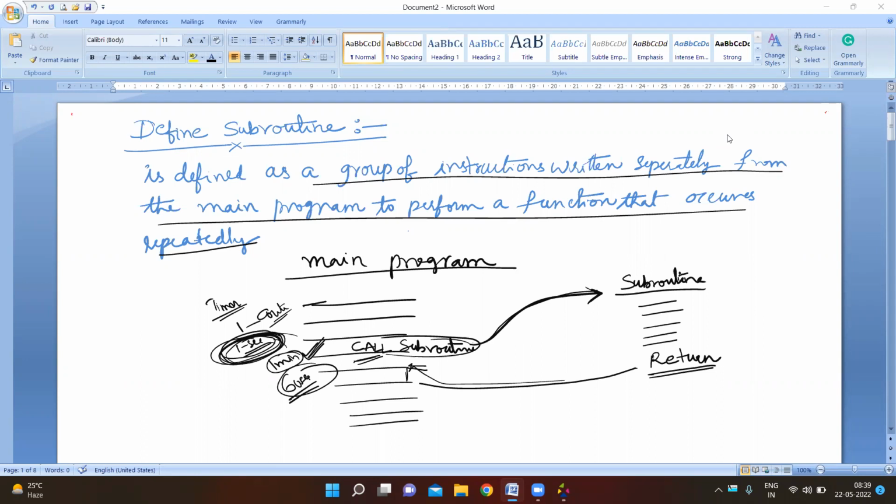To understand the clear concept of subroutine, first we should concentrate on the push and pop instructions used in 8051. And these push and pop instructions come in when the call instruction is executed. So what is the function of the program counter?